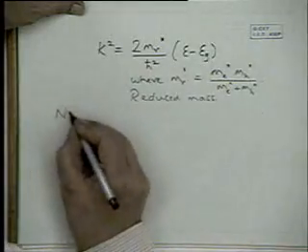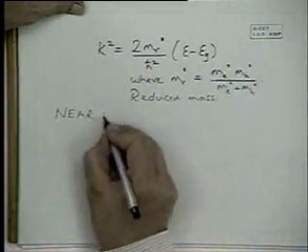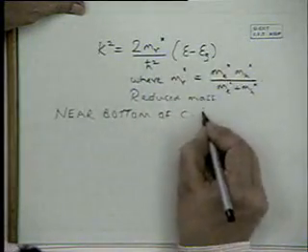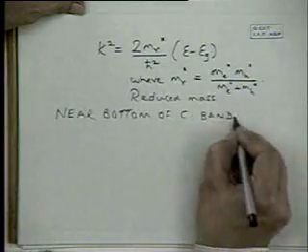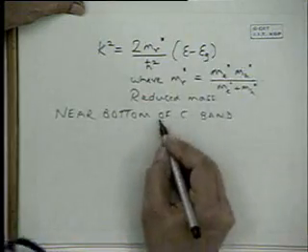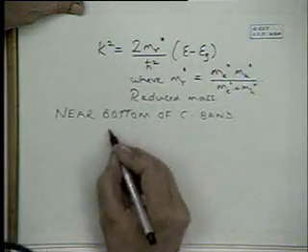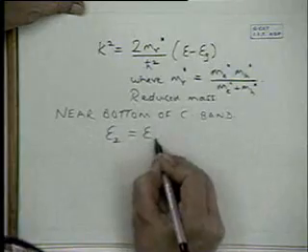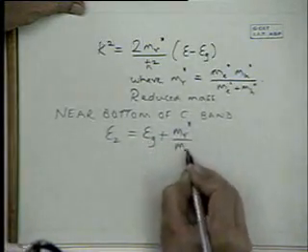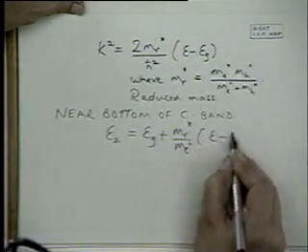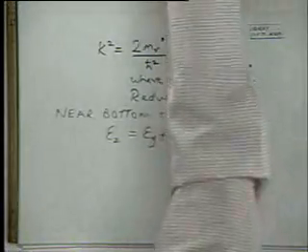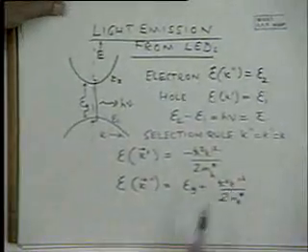Near the bottom of the conduction band, we've already written the relation for E of k double dash. We have E2 is Eg plus mr star over me star times E minus Eg. This just follows from this relation here.